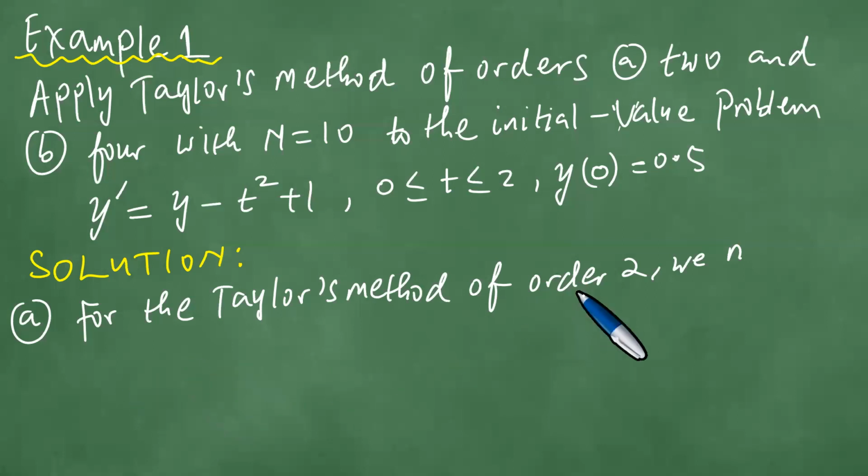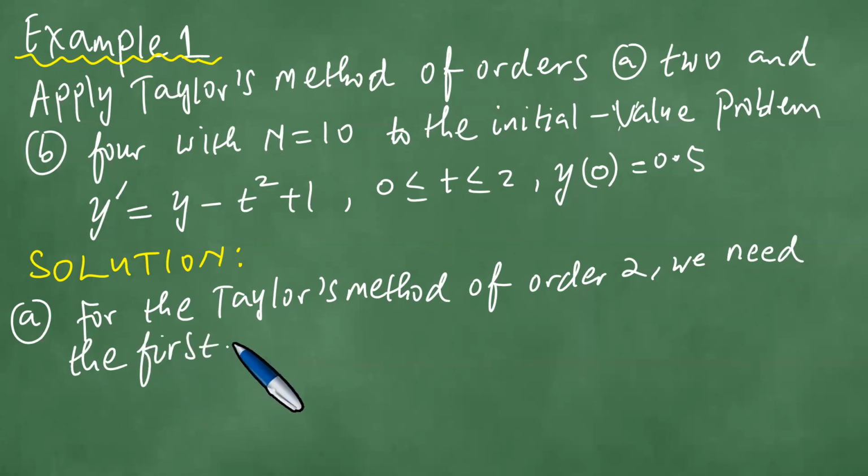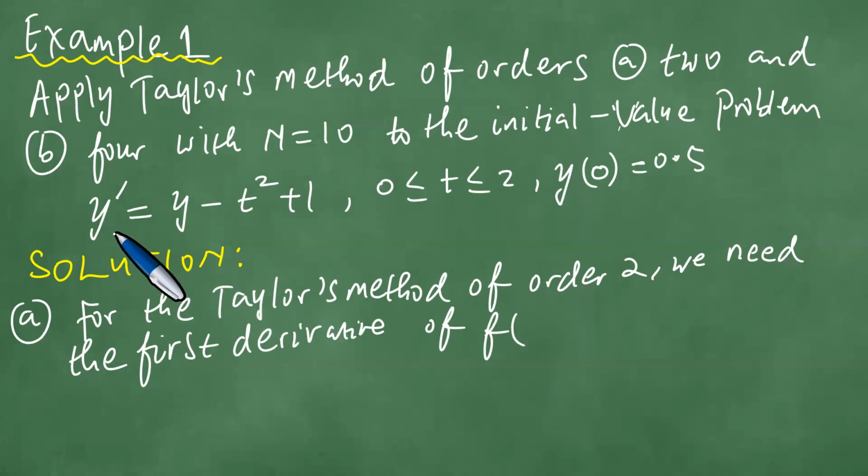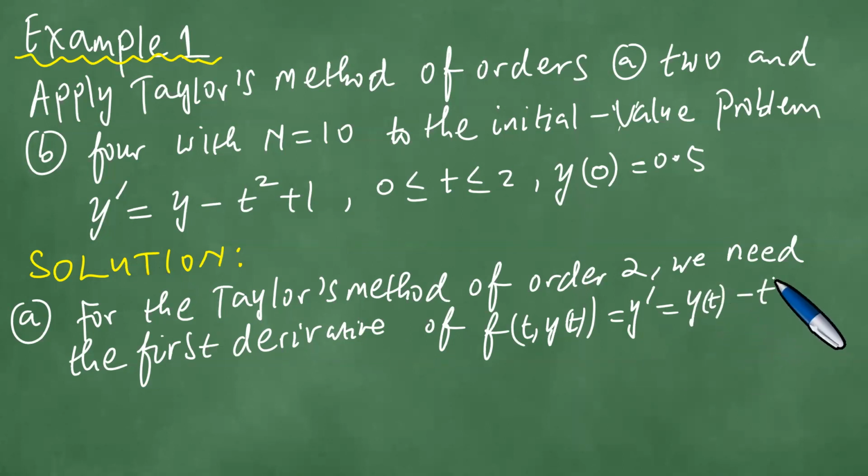For instance, the Taylor's method of order 2, we need the first derivative. Right, the first derivative of the function. What is the function? It's the given one, which is exactly f of t, y of t. And f is y of t minus t squared plus 1. That is exactly the function f.